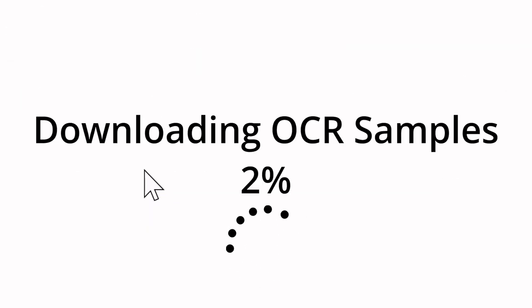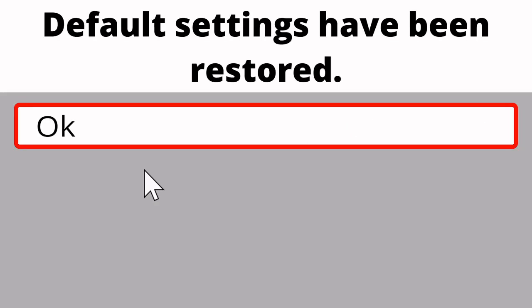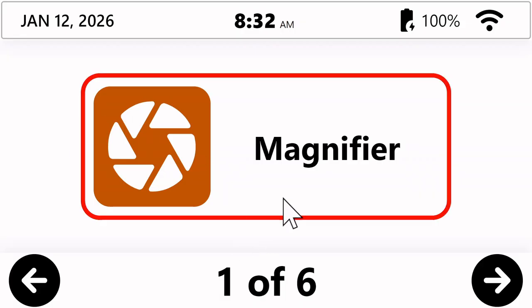I'll click yes here, and here you see that it's restoring and updating my OCR samples and so forth. And my default settings have been restored, and you can tell that they have because now my locator box, if you'll see it around the word OK there, is in red, not blue, and blue is one of the settings that I had changed. So you can see that it has changed, and now we return to our carousel here, and you can see that red locator around magnifier now.